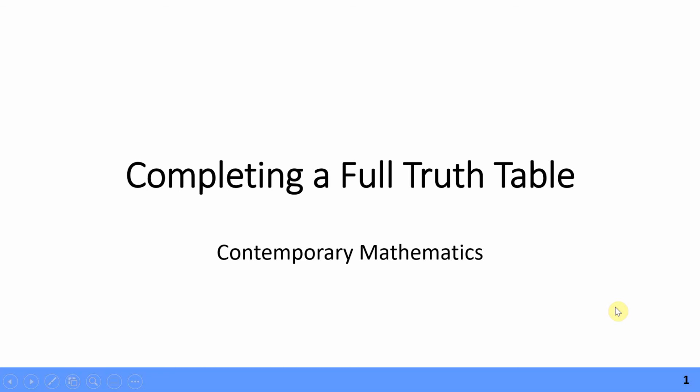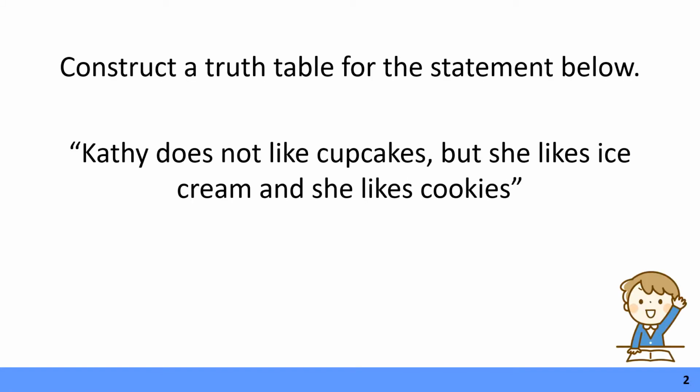All right, now that we're experts on truth tables for negation, conjunction, and disjunction, we can actually go over how to complete a full truth table. So in order to practice, we're going to be looking at this example. They give us a sentence which reads, "Kathy does not like cupcakes, but she likes ice cream and she likes cookies." If you see this statement, you know that it's composed of three little statements.